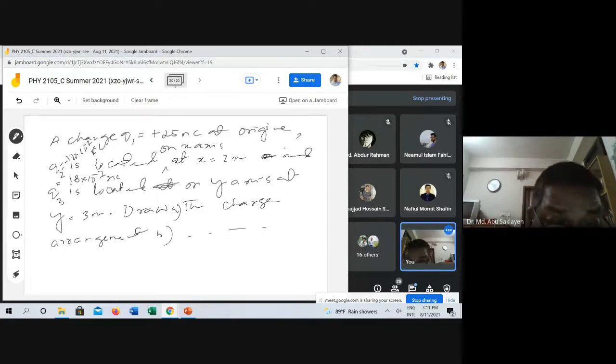Okay, and Q3 equal to 18 into 10 to the power minus 7 Coulomb, this is nanocoulomb, located on the y-axis at y equal to 3 meter. That means this distance is on the y-axis, and the distance from the origin is 3 meter. Draw the charge arrangement.